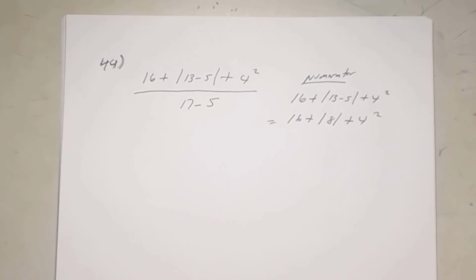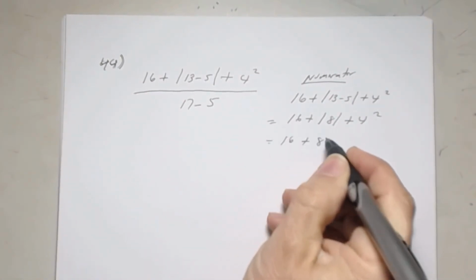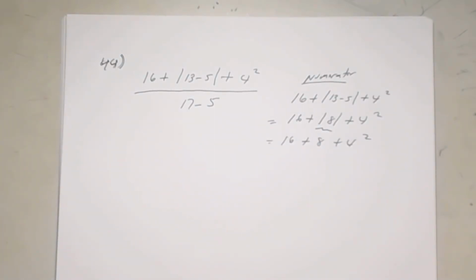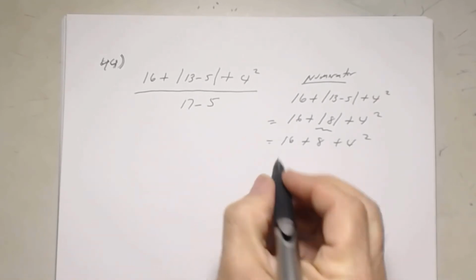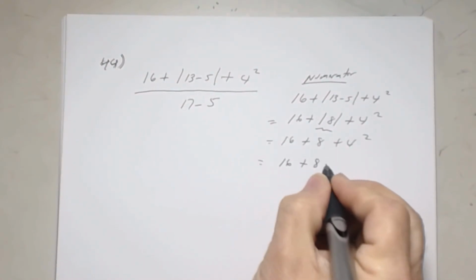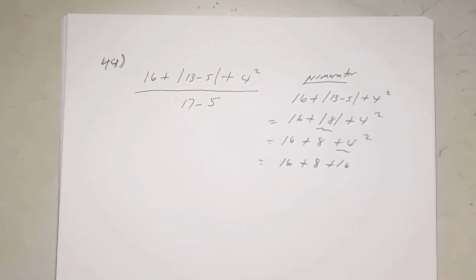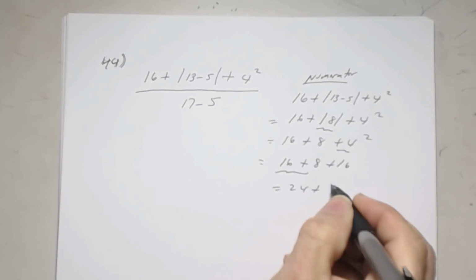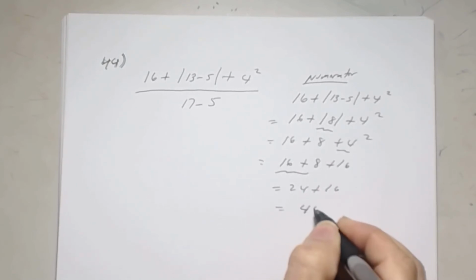Now let's take care of the absolute value of 8. What's the absolute value of 8? Just 8. So I have 16 plus 8 plus 4 squared. Now look at what you have: addition and an exponent. What should I do next? Exponent. What's 4 squared? 16. So I have 16 plus 8 plus 16. The only operation I have left is addition, and we do it from left to right. 16 plus 8 is 24, and 24 plus 16 is 40.